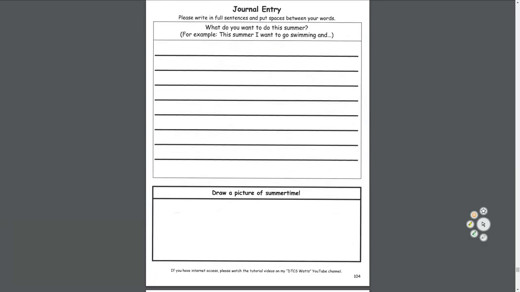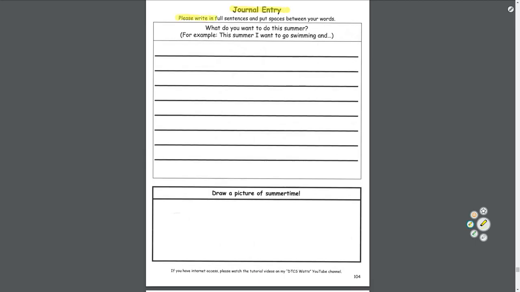This one's all about summertime. Journal entry. Please write in full sentences and put spaces between your words. So every sentence begins with an uppercase letter and ends with punctuation: period, question mark, or exclamation point. Okay, and here's our topic. What do you want to do this summer?